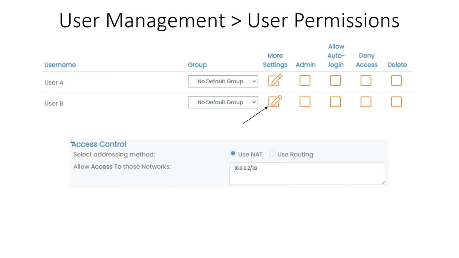We locate the user B and click on the pencil icon under More Settings for this user. This expands the available options for that user. In the section titled Access Control, you can add resource 2 with IP 10.0.0.2. Again, with the /32 to indicate we want just this one IP. And again, access is granted using NAT for ease of implementation.